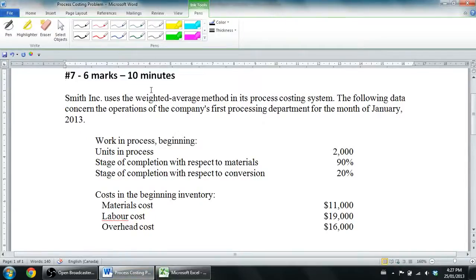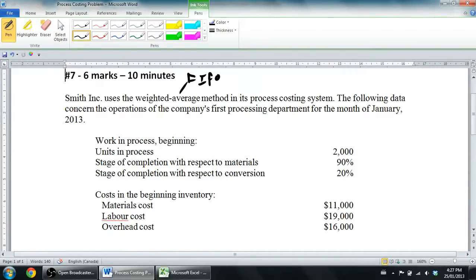Okay, let's read through this problem. 6 marks, 10 minutes. Let's hope we get 6 out of 6. Smith Inc. uses the weighted average method in its process costing system. Now that's key. There's actually a couple of methods I'm aware of here. There's also one called the FIFO method, first in, first out method. I'm not going to do a video on that. I'm not as big of a fan of FIFO. It certainly works. It certainly does the job.